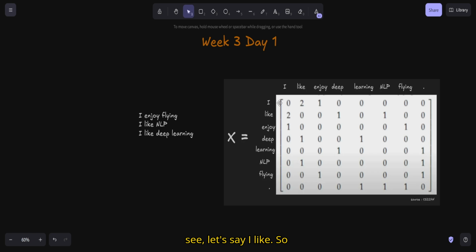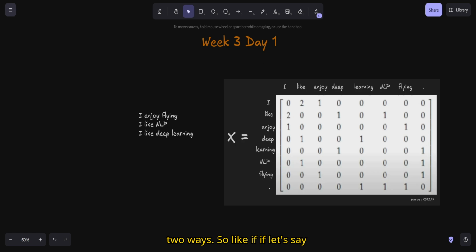See, let's say "I like". So after "I", there "like", there are two occurrences. See, you can see there are two occurrences. "Like NLP", there is only one occurrence. So "like NLP", one occurrence. Okay, and it's two ways.